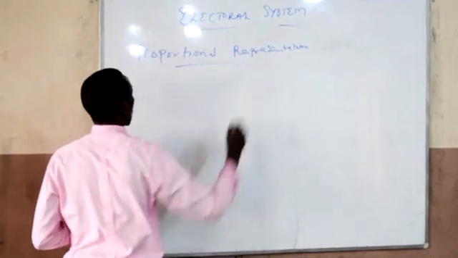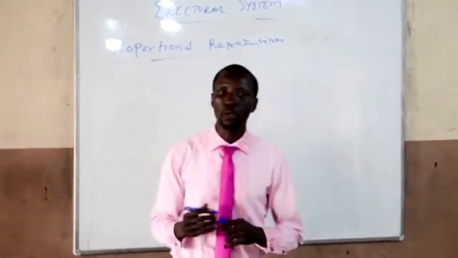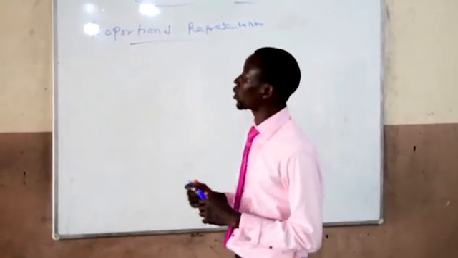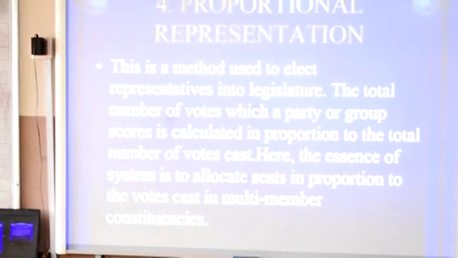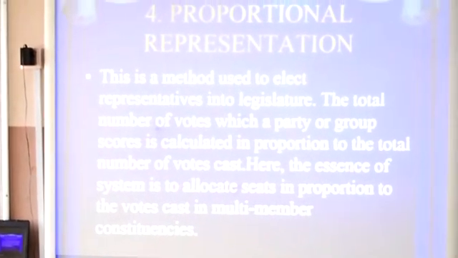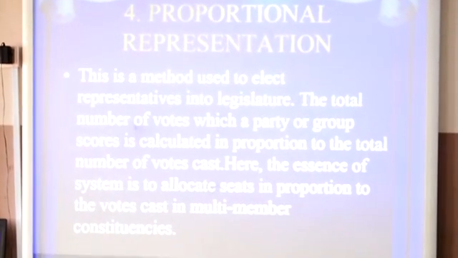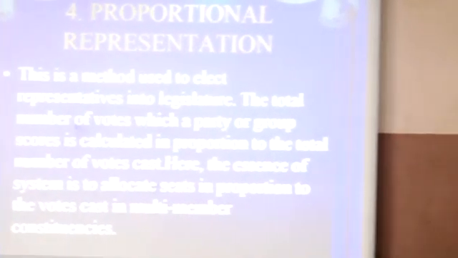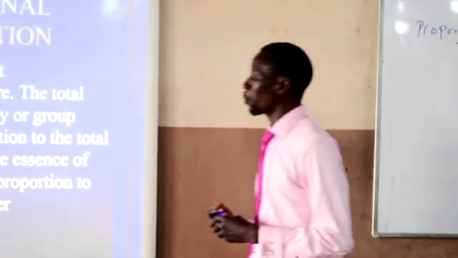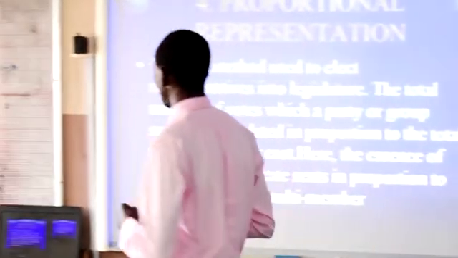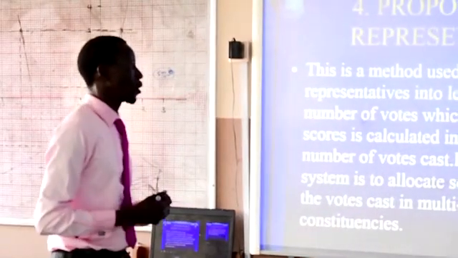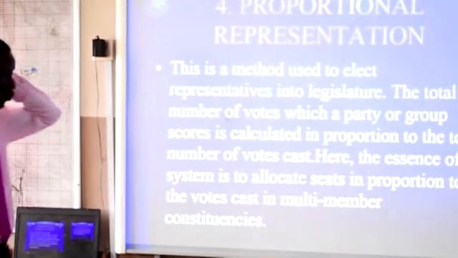When we're talking about proportional representation as one of the types of electoral system, we would say that it is a type of electoral system where seats, that is legislative seats, are allocated based on the number of votes cast for political parties. Look at this. This is what we're talking about.